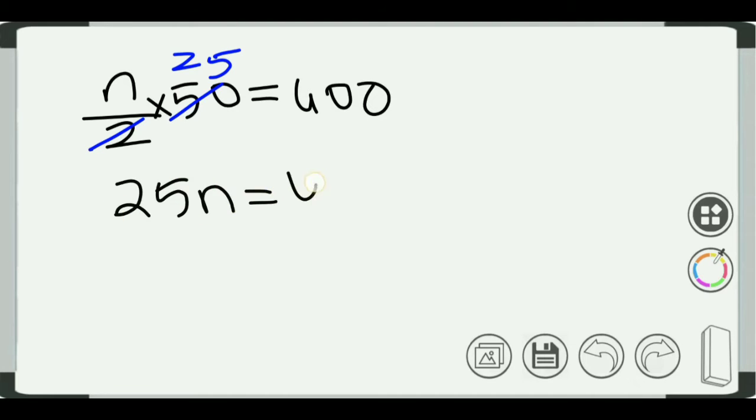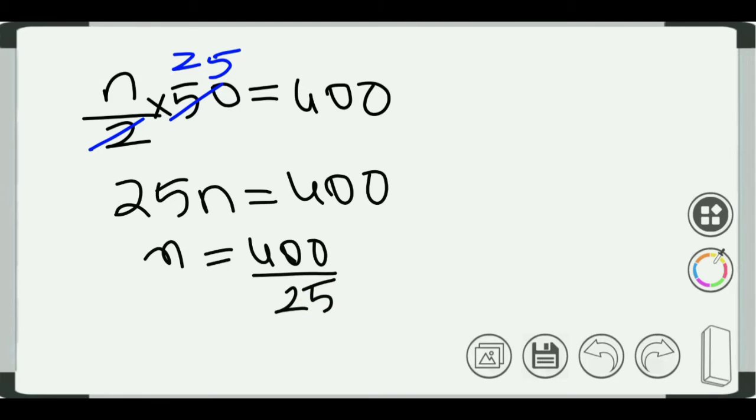25n is equal to 400. n is equal to 400 divided by 25, which is equal to 16. So you got the number of terms as 16. Now you need to find the value of common difference d.